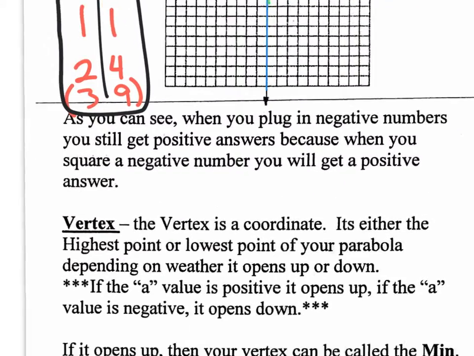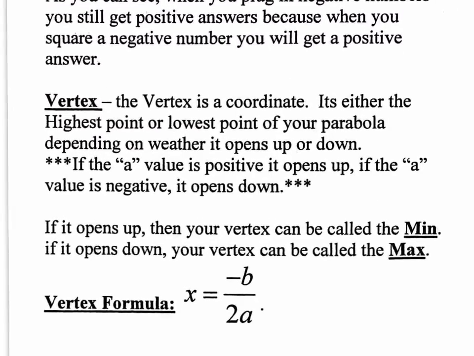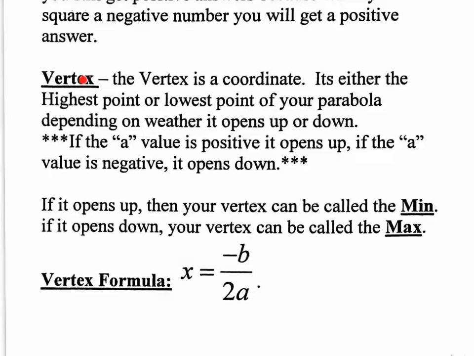Let's continue down here. We're going to go over the vocab words that we already went through. Vertex, the most important point. It's simply a coordinate. What is a coordinate? It's an XY value. It's either the highest point or the lowest point of your parabola, depending on whether it opens up or down. So we already know that if the A value is positive, it opens up. If the A value is negative, it opens down. And of course, if it opens up, then your vertex can be called the minimum. And if it opens down, your vertex could be called the maximum.